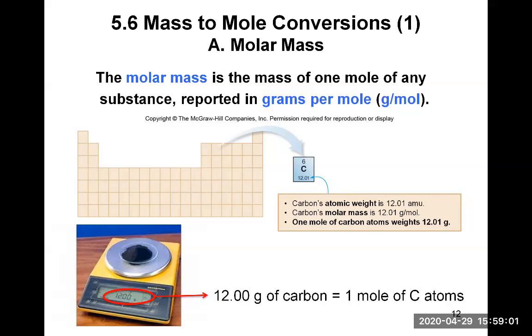So earlier you remember how we had a mole of carbon atoms on a balance, and maybe you didn't pay attention to the mass that was written on the screen, but here the mass displayed by the balance is 12.00 grams. And so when we have 1 mole of carbon atoms, we have 12 grams of carbon.